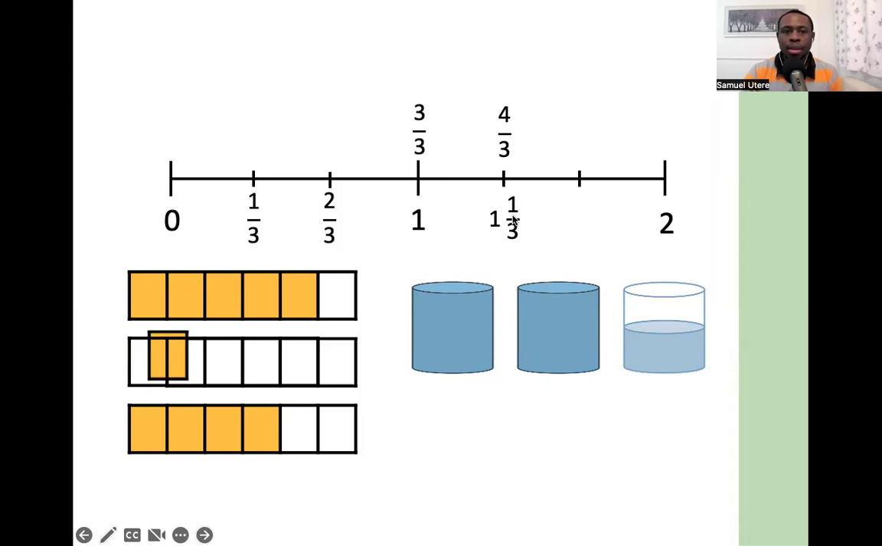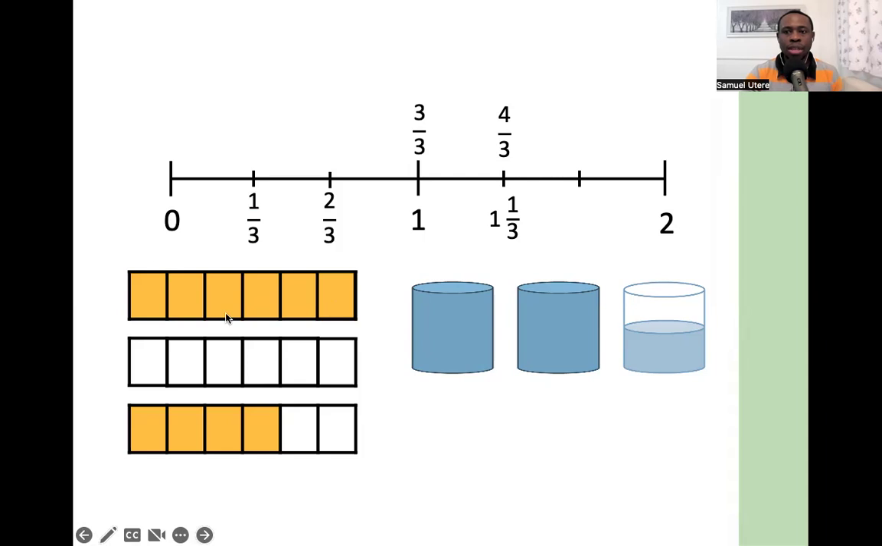What about this one? You can see that these have different parts shaded in this shape. So if we put them together, we would have this. So we happen to have a whole shaded. But take note that we have 1, 2, 3, 4, 5, 6.